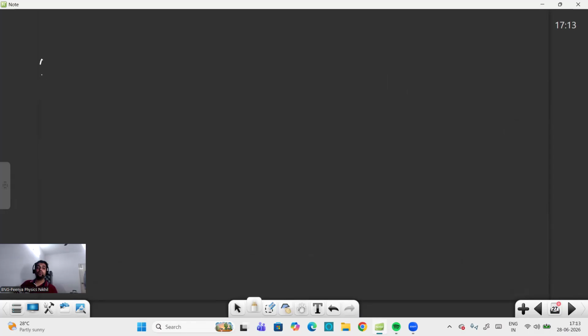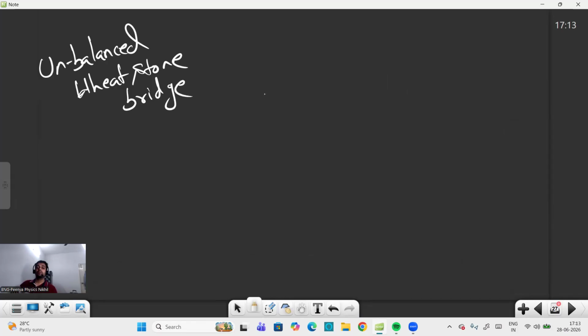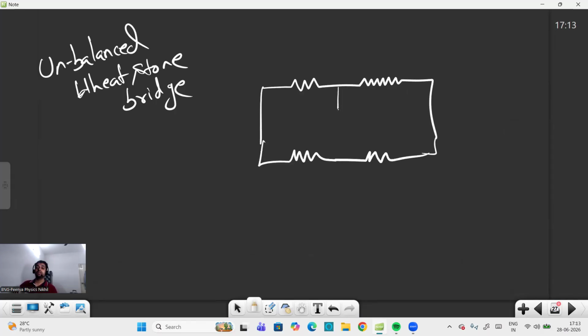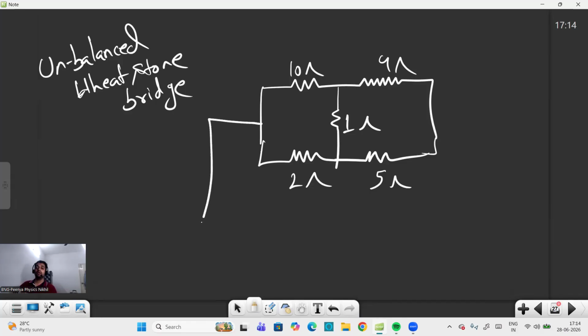So in case of an unbalanced Wheatstone bridge, for example, there are 5 resistors connected, but it is not balanced. Like here, if it is 10 ohm and here 5 ohm, here 2 ohm and here 4 ohm and here 1 ohm. So here you can say that 10 into 5 is 50, 4 into 2 is 8. It is not a balanced Wheatstone bridge. So in this case, how do we find R equivalent?